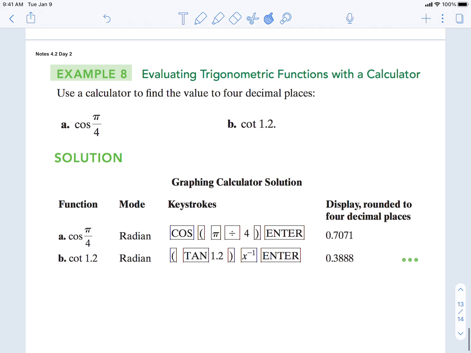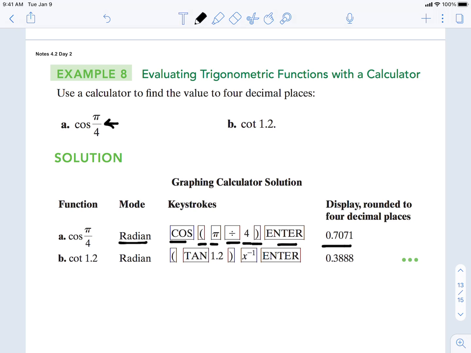So let's do a couple examples. So example A says, find the cosine of pi over 4. So since this angle is in radians, you'd want to make sure your mode is in radians. And then you type in these keystrokes for graphing calculator. You would type cosine. Then you have your parentheses, pi divided by 4. Finish off that parentheses and then type enter.